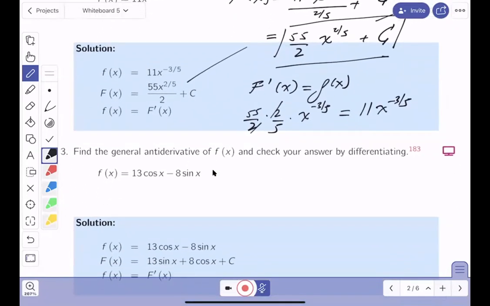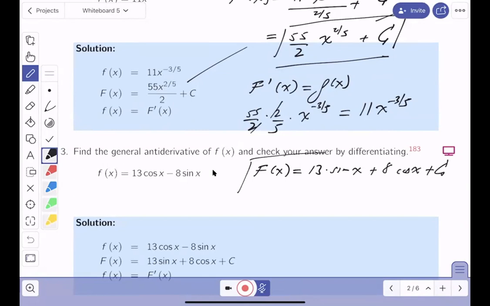And again, I'm looking at it. I think it really doesn't look that bad to do, but I make mistakes. And we're going to check it just by differentiating, right? So I'm looking for the big F. It's going to be 13. Well, what differentiates to a cosine would be sine, right? And what differentiates to a sine would be minus cosine. It's going to be plus 8 cosine of x plus c.